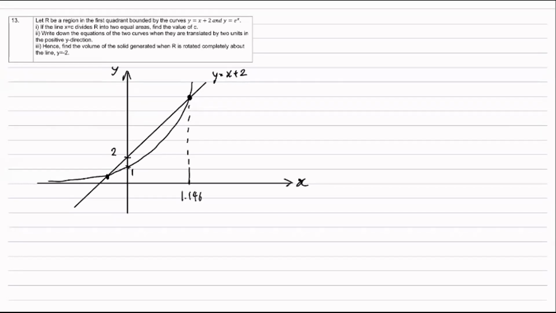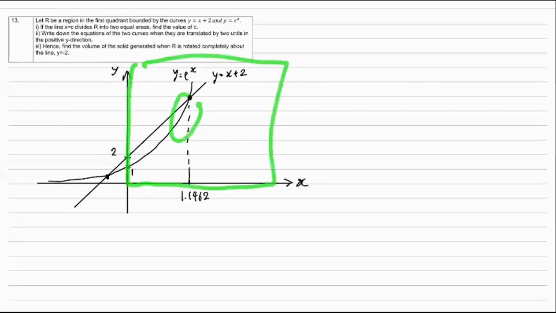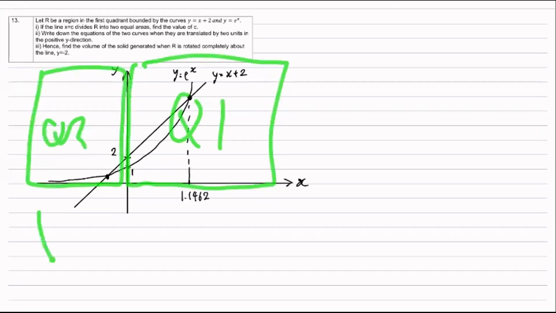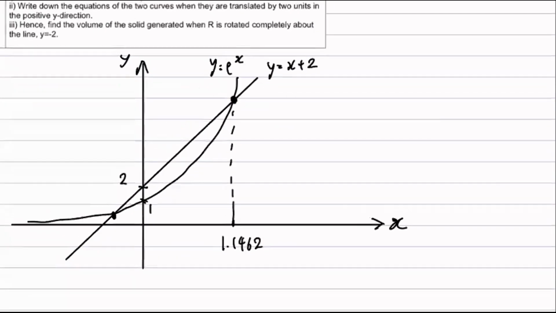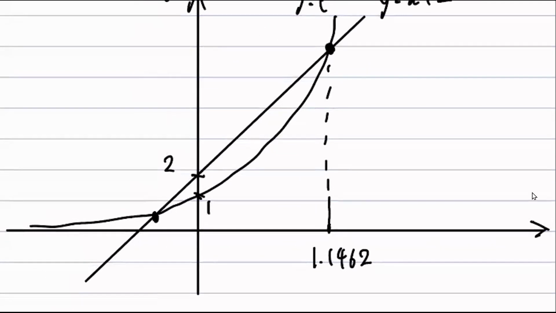Is this what you got? Yes. Okay, good. Then where is region R? I hope you can see that when I say the first quadrant, I mean this one. This is Q1, that's Q2, then Q3, then Q4. So the region R is actually, can you try shading it in on Zoom? Which is region R?